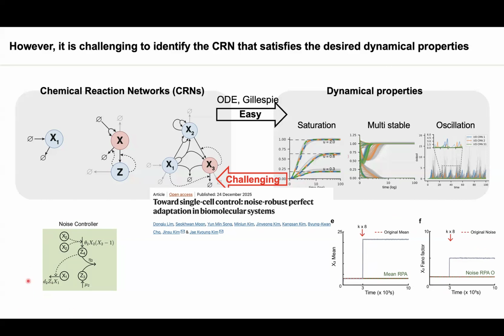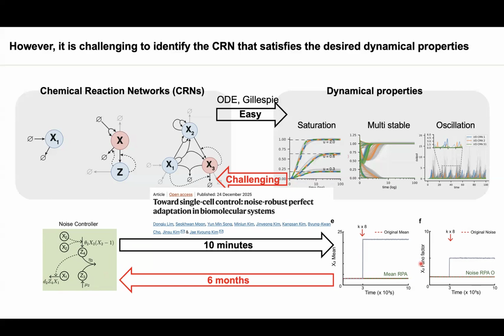And to check if this CRN shows this dynamical property, we can use the Gillespie algorithm. If we want to really get a minimal investigation, then it just takes 10 minutes. But to discover this network from this desired property, I spent 6 months to discover just these 4 reactions. So this shows 10 minutes and 6 months.